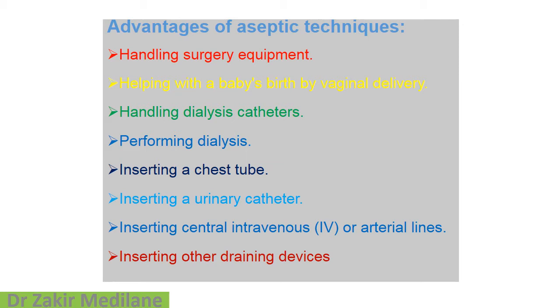Catheters are used for a patient, either for hemodialysis or peritoneal dialysis. Before the catheter is used, an aseptic technique should be followed. Again, the same applies in performing dialysis. Inserting a chest tube also requires aseptic technique, as does inserting a urinary catheter, inserting central intravenous or arterial lines, and inserting other draining devices in all.